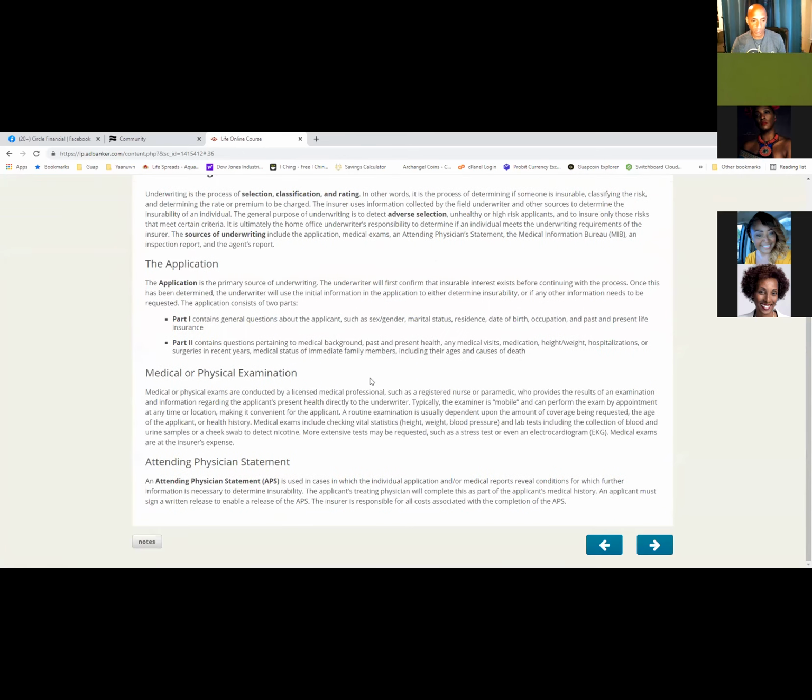Underwriting is the determination of whether or not the person qualifies. Some require a medical exam, some don't. Some will only require a medical exam if they find something in the medical history that seems a little bit quote unquote off.